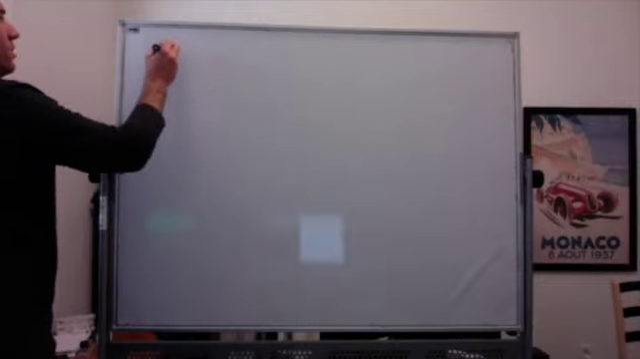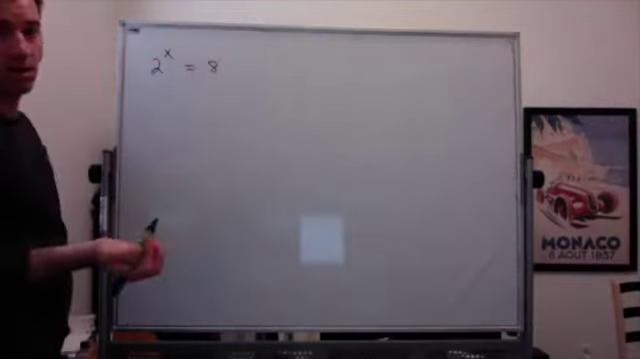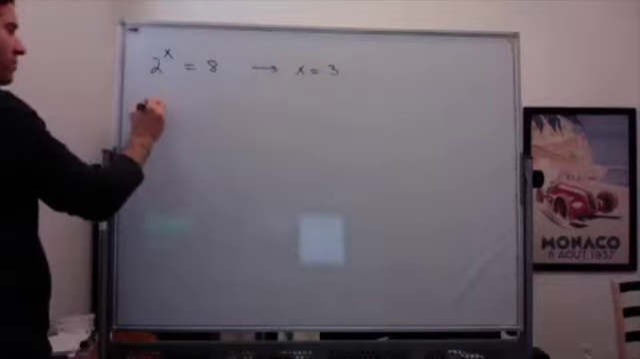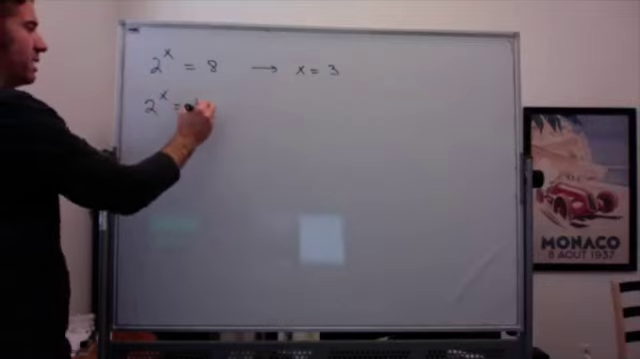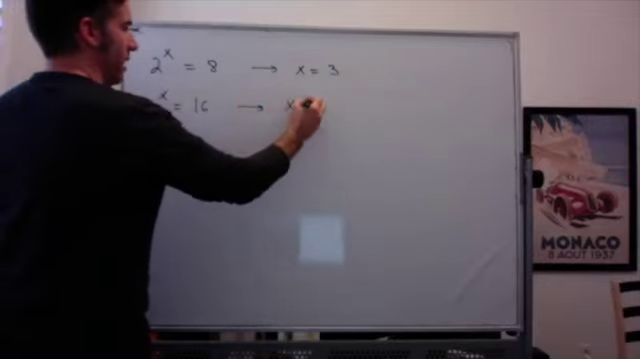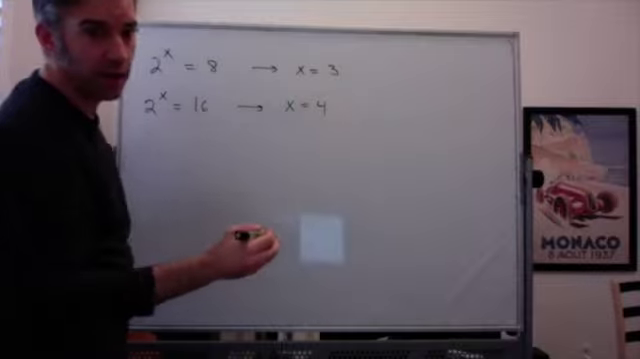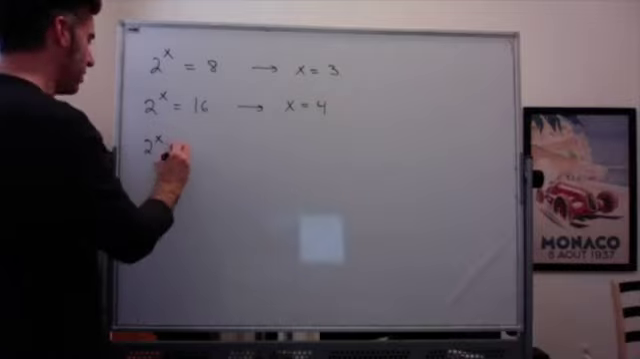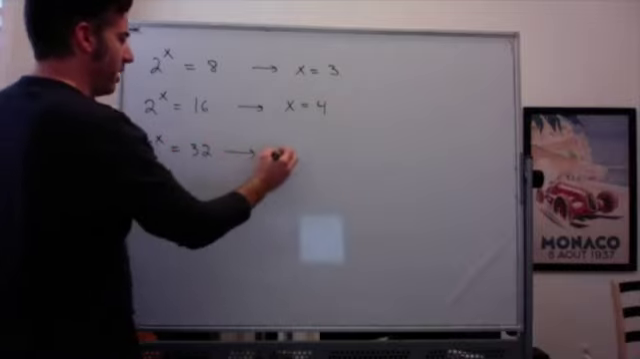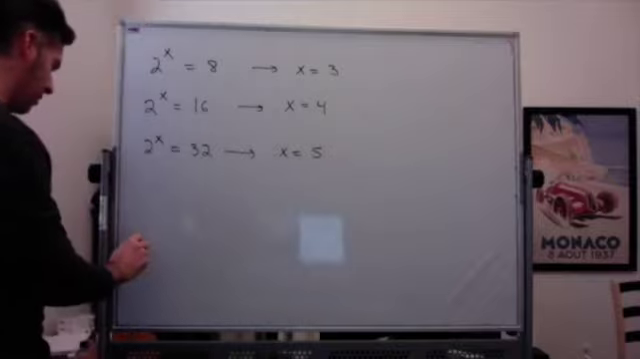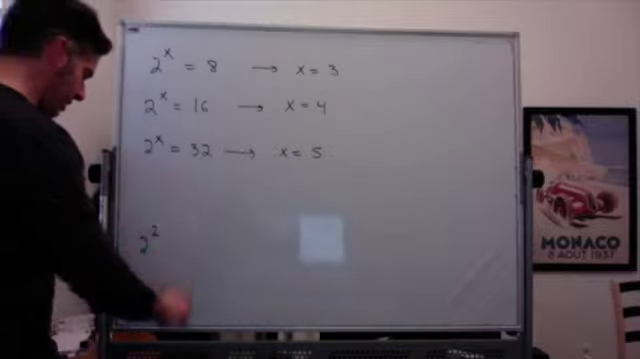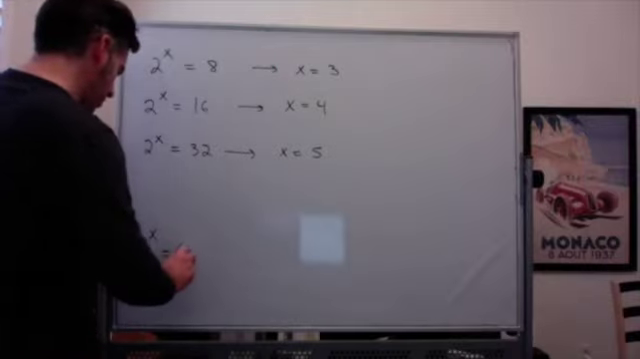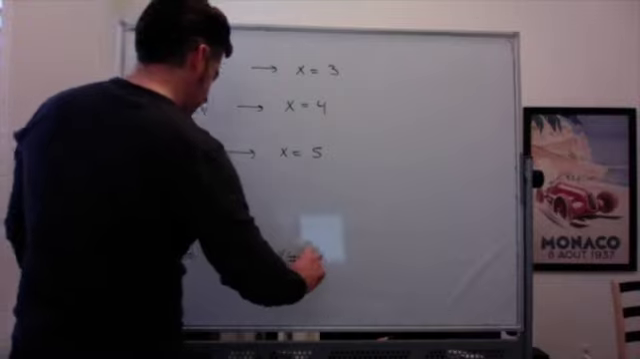If we have 2 to the x power equal to 8, we know that x is equal to 3. And if we have 2 to the x equal to 16, we know that x is equal to 4. I skipped one, that's fine. If we have 2 to the x equal to 32, we know that x is equal to 5. And I'm going to leave a space here. We have 2 to the x equal to 64. We end up with x equal to 6.